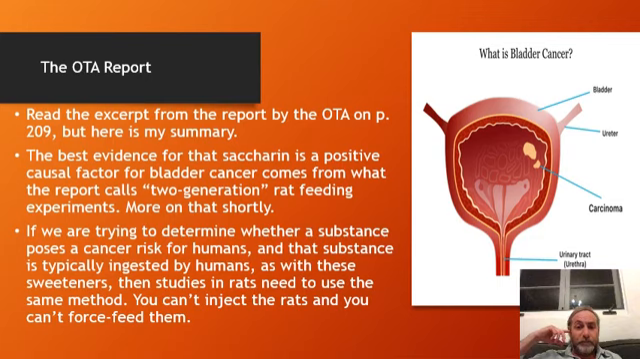So if you're using rats as a proxy for humans to try and figure out if a substance is dangerous or poses a risk of cancer, the rats have to get it the same way humans get it. So if it's something that humans eat, then the rats need to eat it. You can't just inject them, and you can't even force feed them. This is just the rule for these sorts of things.